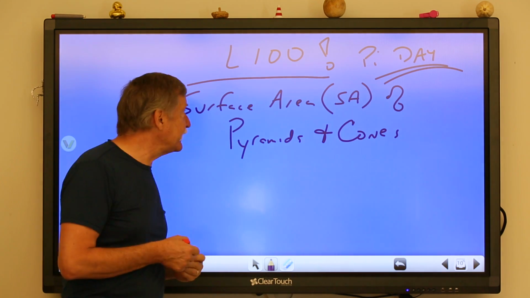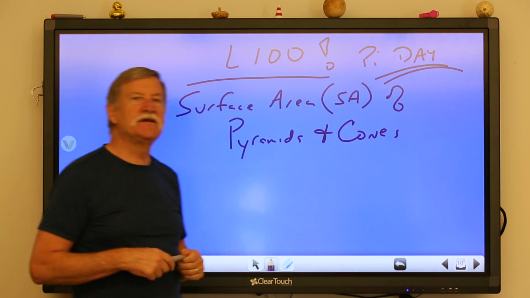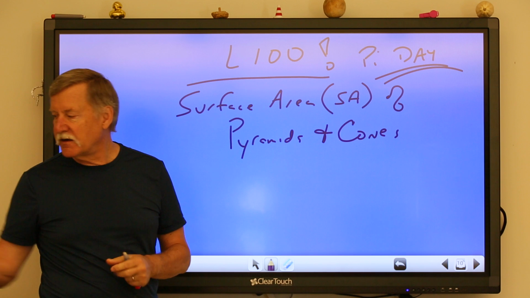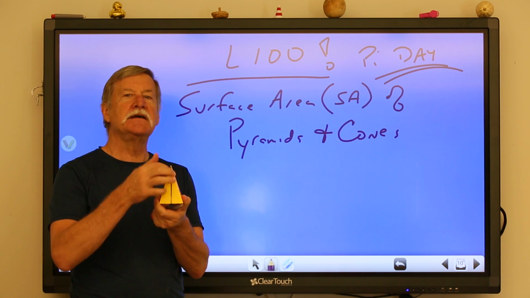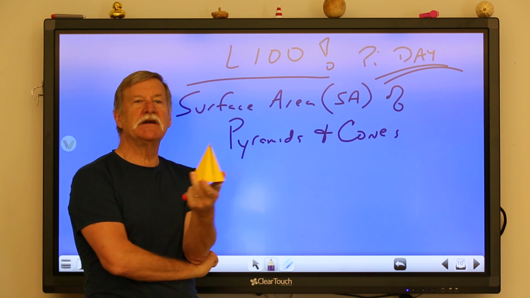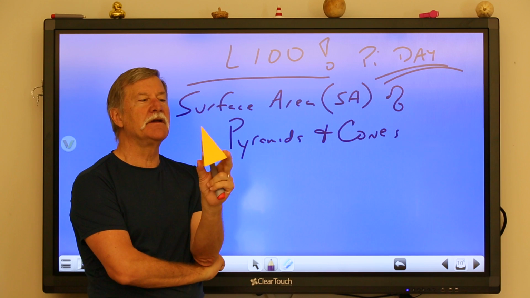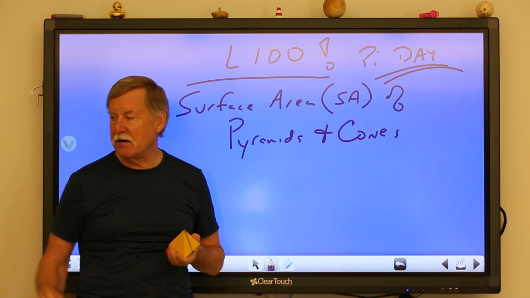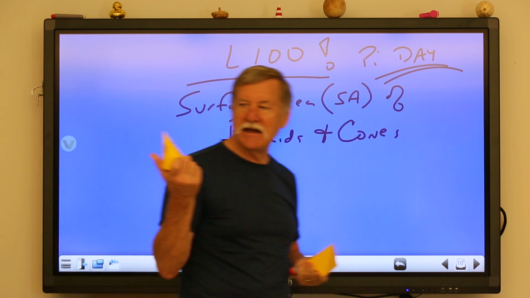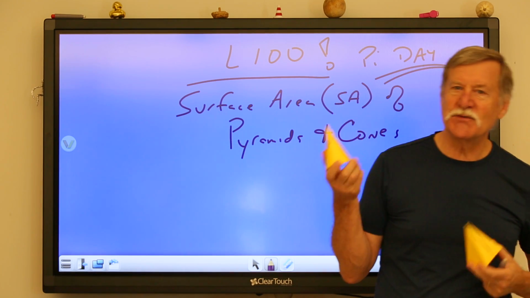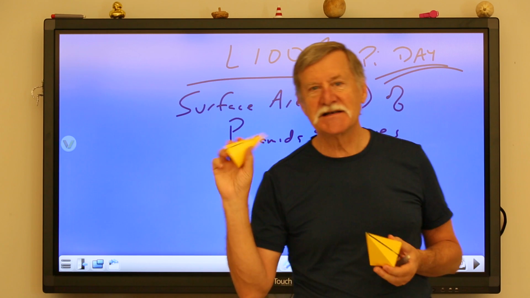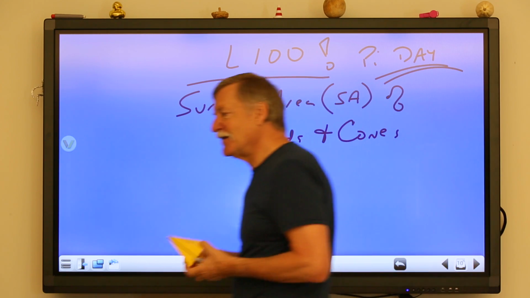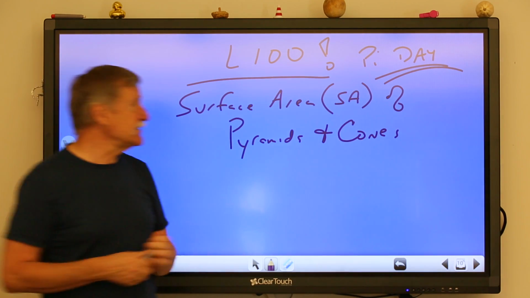It is Pi Day, lesson 100, and now we get to finally use that old thing we called slant height. I told you we'd be using it eventually, and here it is in lesson 100. Because we will now understand how to find the surface area of pyramids and cones. And this is where our old friend slant height comes into play. All right, so let's look at this.